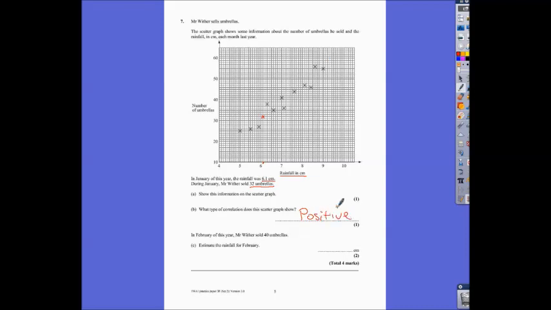It says, in February of this year, Mr. Wither sold 40 umbrellas. Estimate the rainfall for February. Well, a lot of students would just go somewhere around about 40 and just go down. But we really need to use a line of best fit. So you need to take your ruler, and we need to get a line of best fit as close as we possibly can, going through the middle of all those crosses.